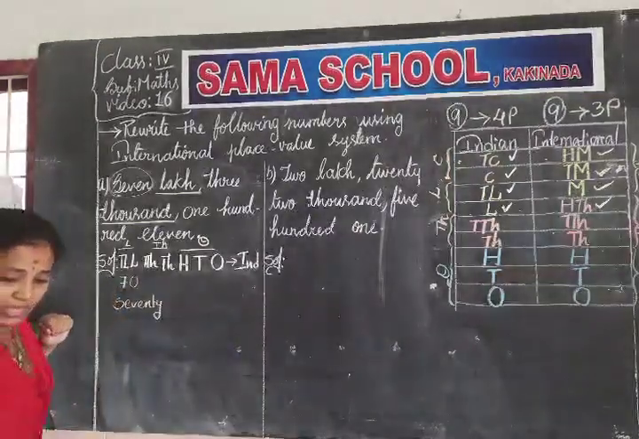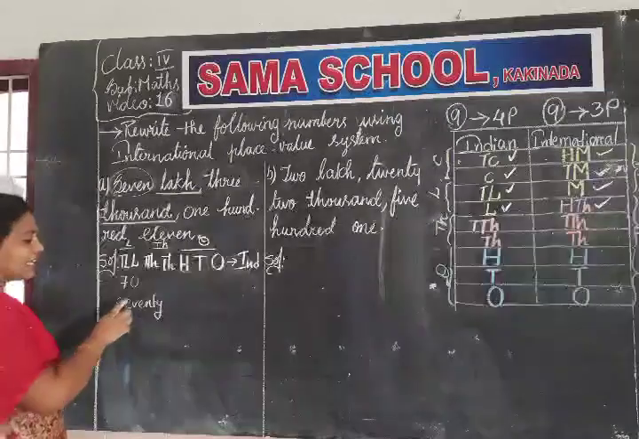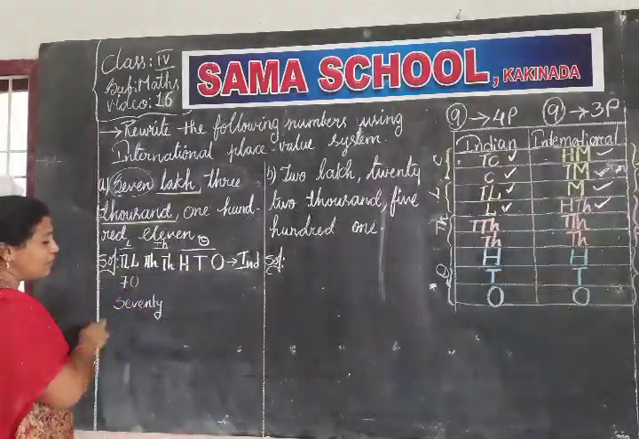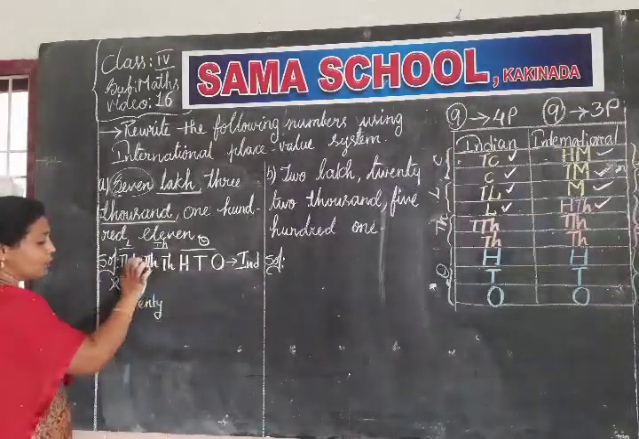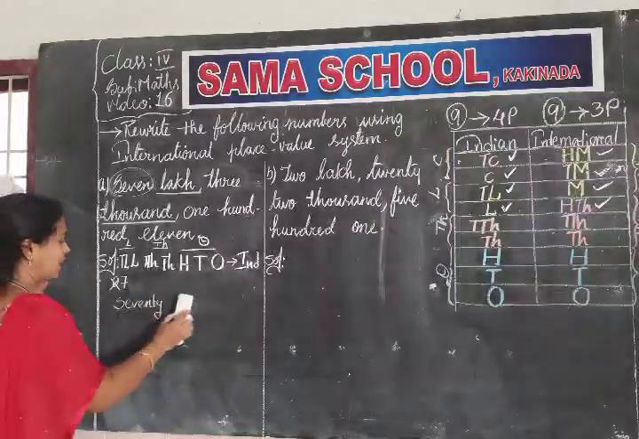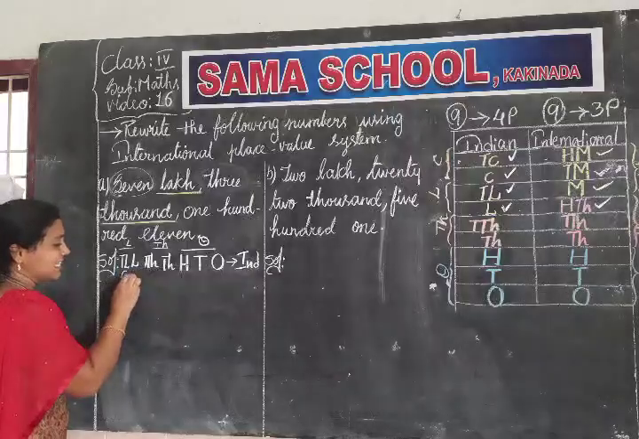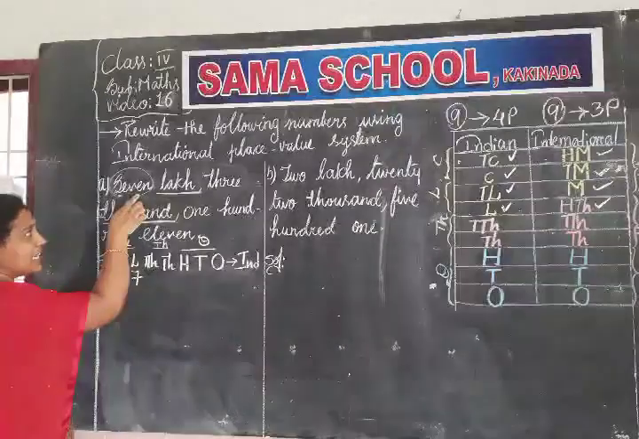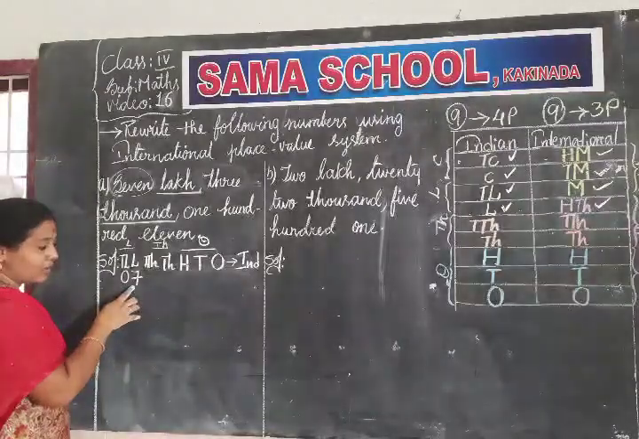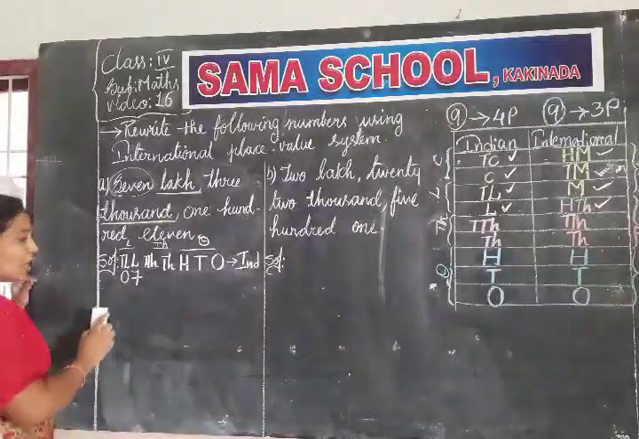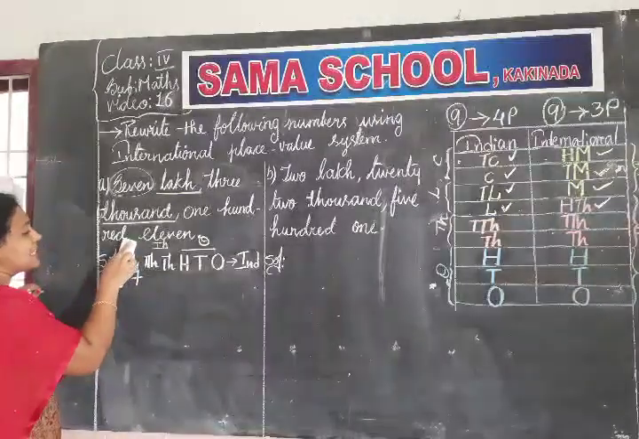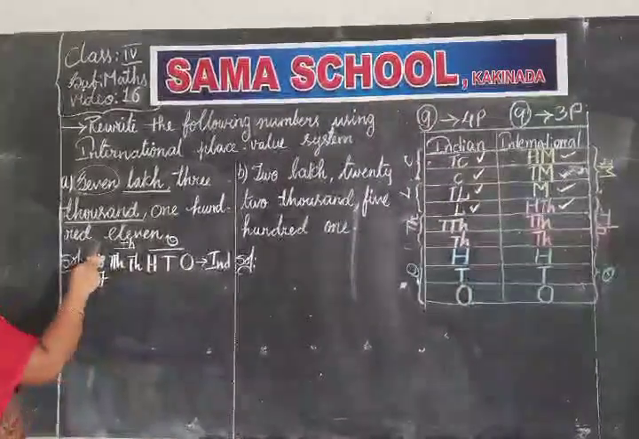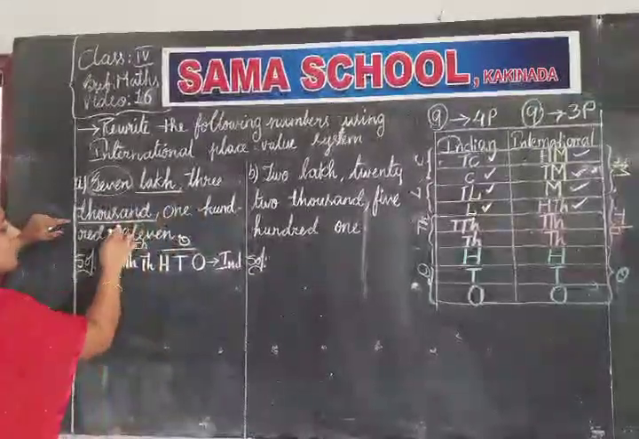How to write? In the previous videos I already explained the importance of 0. If you write 0 after the digit, the value increases. If you write 0 before the digit, it means there is no value. So how to read this one? 7. So we write 0 in 10 lakhs place, 7 in lakhs place. Do you understand how to write a single digit number? Only a single digit number is there, we write in lakhs place. So we read the number 7. So no need to write the 10 lakhs place. Do you clear, children? We write 7 in lakh. 7 lakh.